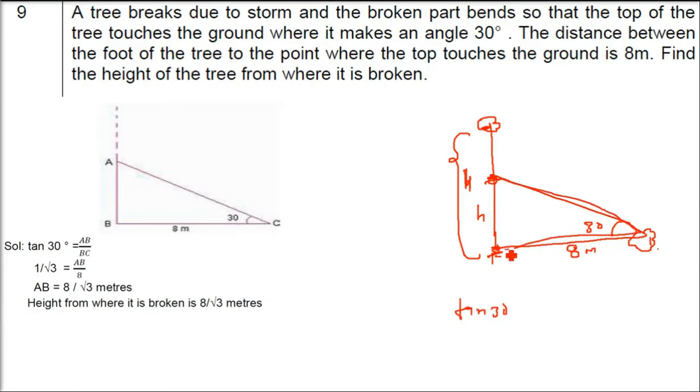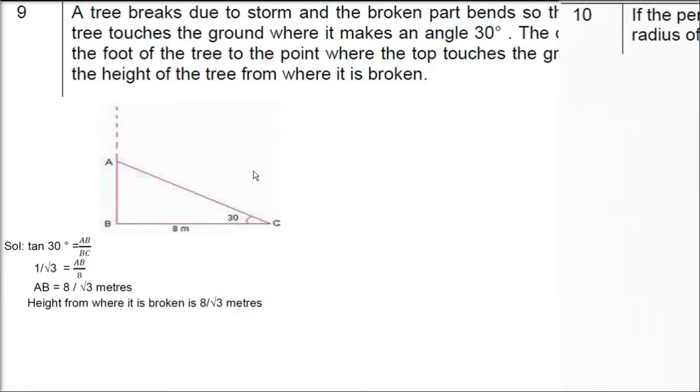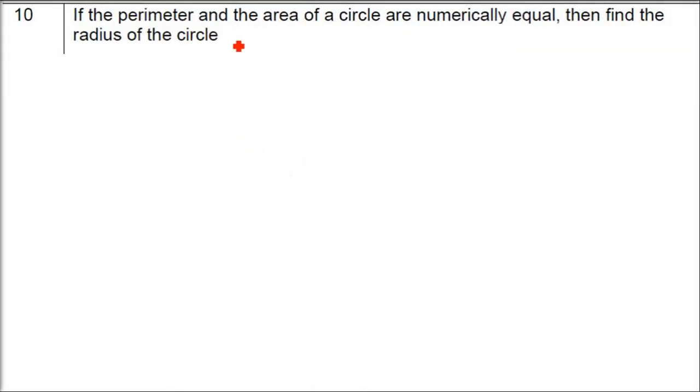So tan 30, most of the time these trigonometric questions are solved by tan angle only. So tan 30 is perpendicular by base, small h by 8. So h equals 8 by root 3. This is the height of the tree from where it is broken, 8 by root 3. First you have to make the diagram, then you have to write tan theta, and then finally write the answer. Step by step you have to do.